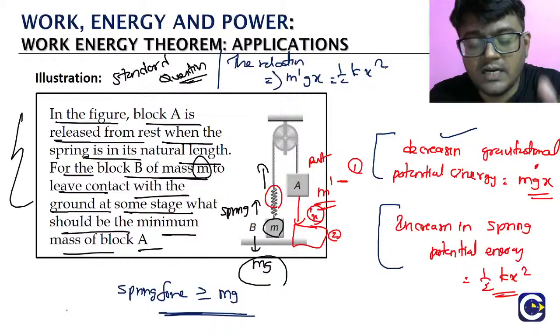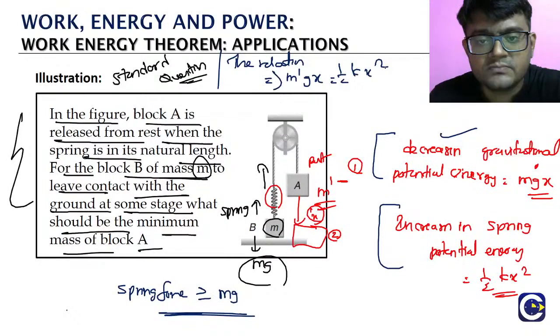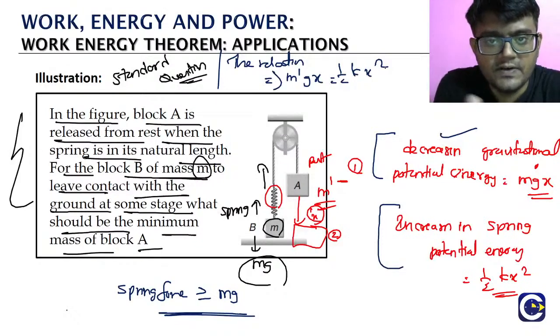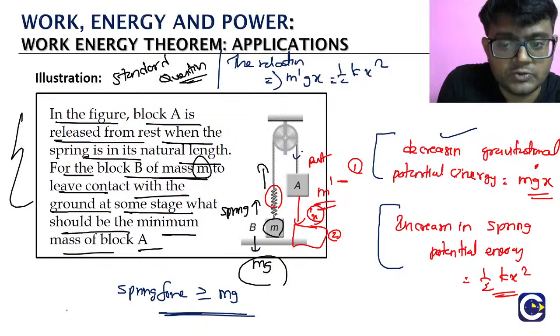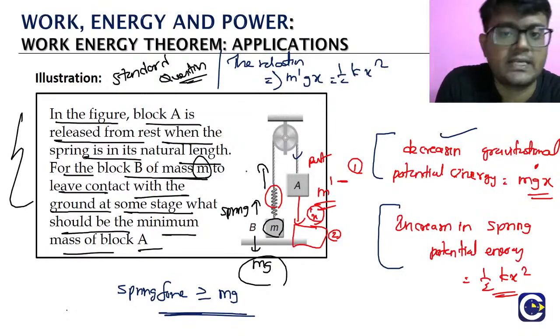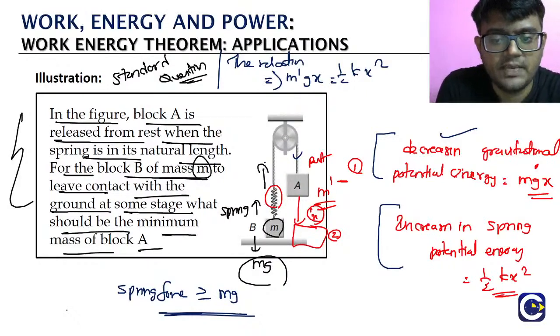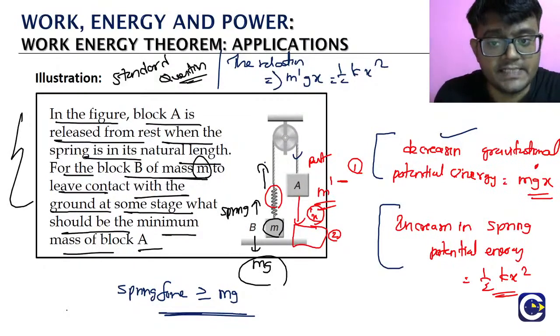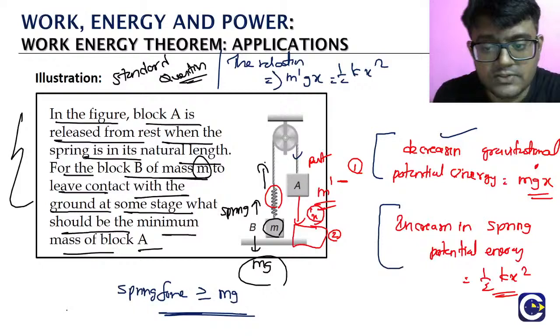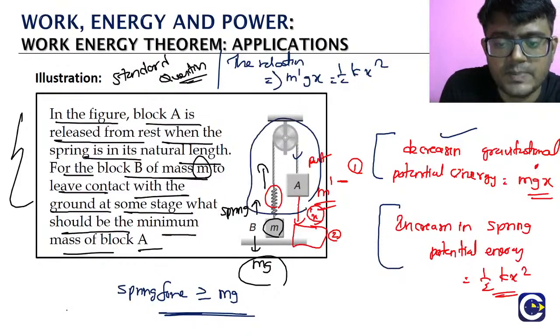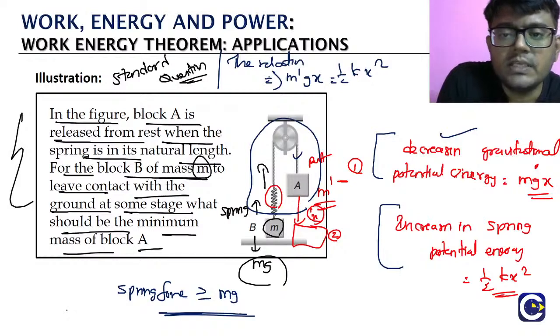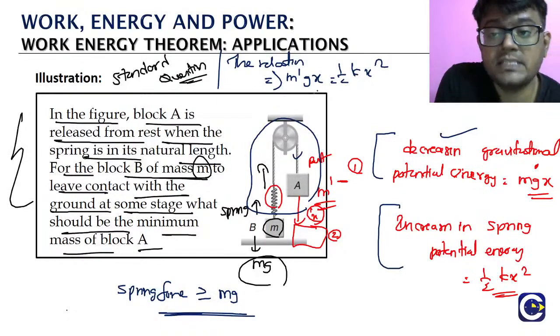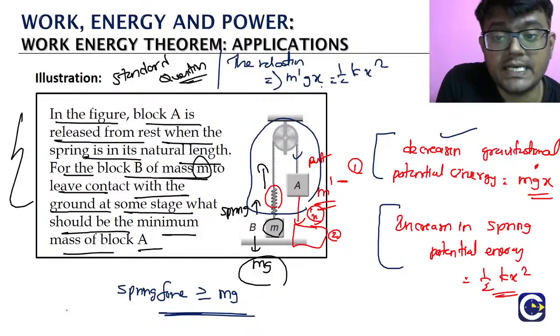Whatever the assumption is, we are not considering the work done by other forces, because we are not considering friction. Tension is an internal force. Tension acts on both sides, on the block A side as well as the spring side, so tension will not be considered. We are taking the block and the spring together. So the increase in spring potential energy we are equating to the decrease in gravitational potential energy of block A.